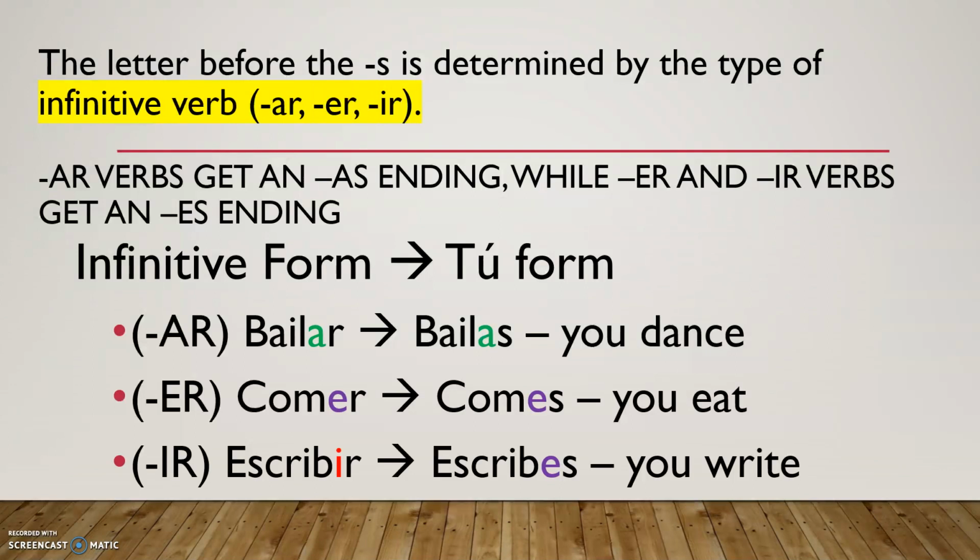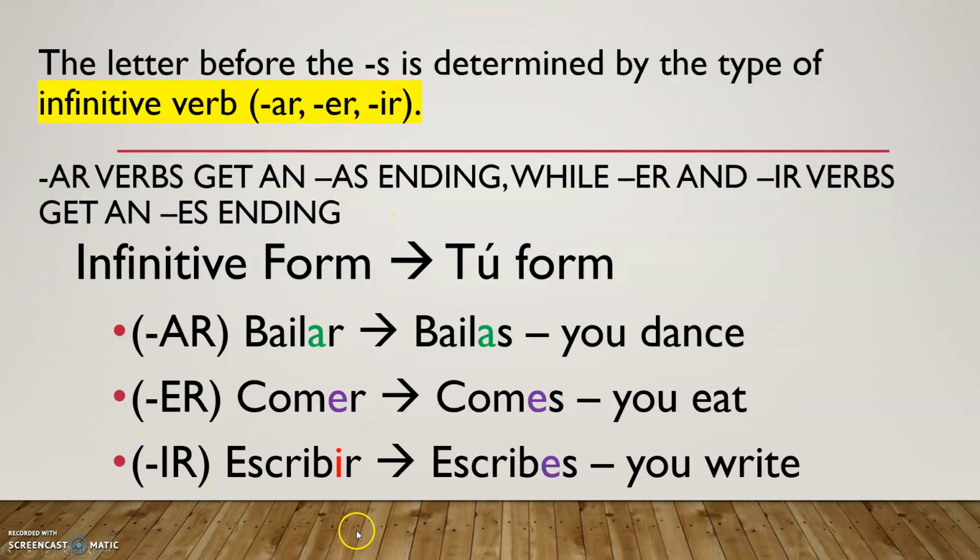The letter before the S is determined by the type of infinitive verb. And remember, there are three types. There are AR verbs, ER verbs, and IR verbs. They all end with R because they're all infinitive verbs, meaning to do something. So, the three types, AR, ER, and IR, just get two different endings. So this is a little different than in nosotros verbs. The AR verbs get an AS ending, while ER and IR verbs both get an ES ending.